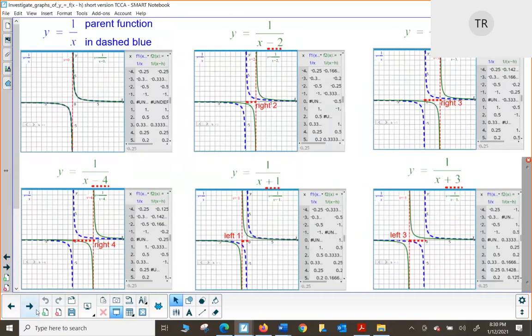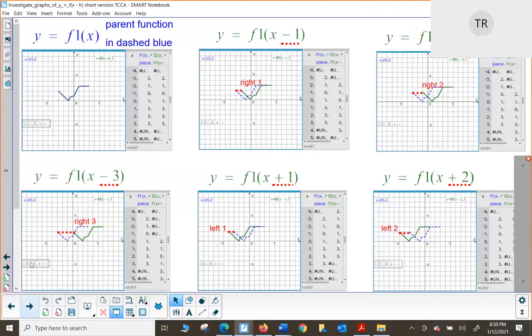How about the reciprocal function? Right 2, right 3, right 4, left 1, left 3, and showing the table values too when I can. And even a generic piecewise function, okay? And said, what is f of the quantity x minus 1? And again, the minus 1 shifted to the right 1, right 2, right 3, left 1, left 2, and so on.